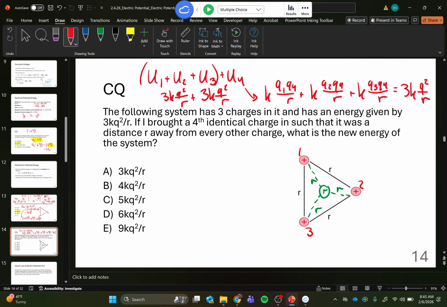Why did I double it? Because every time you bring a new charge, it has to fight, quote unquote, all the ones before it. And you still have the energy from before. So my new energy of the system is 6 kq over r, because it's both of them together now.